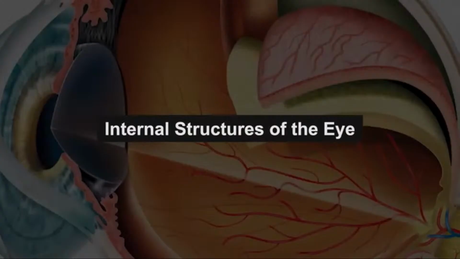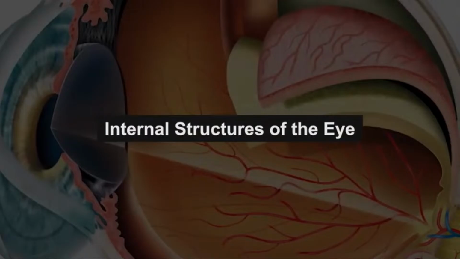Internal structures of the eye. Inside the eye, three primary layers form a complex system that transforms light into electrical signals. These layers are arranged concentrically and include the outer fibrous tunic, the middle vascular tunic, and the inner nervous tunic.